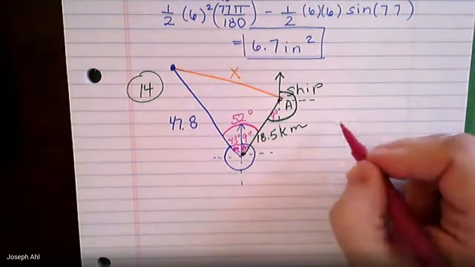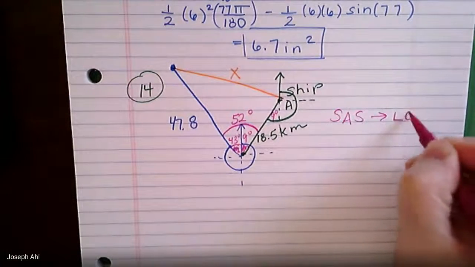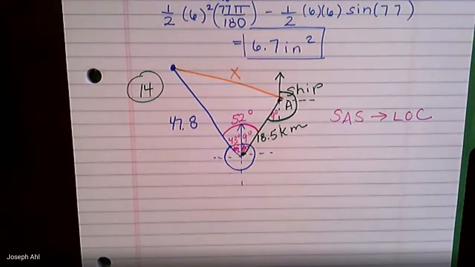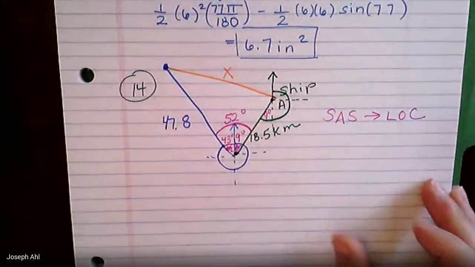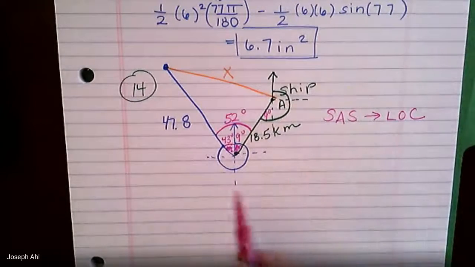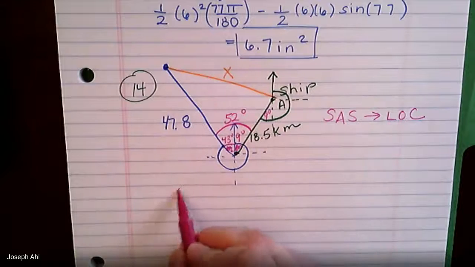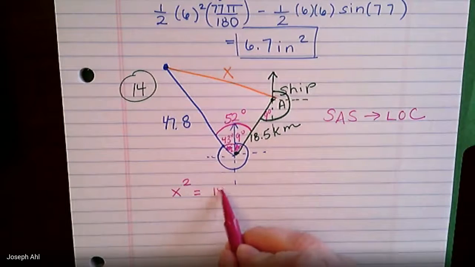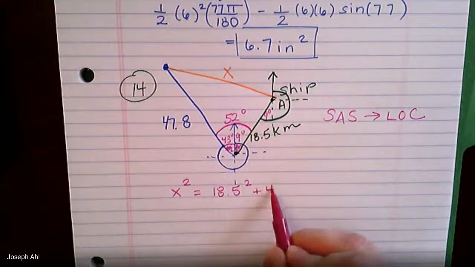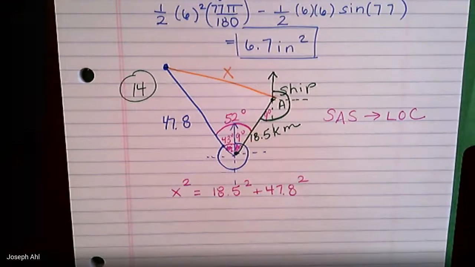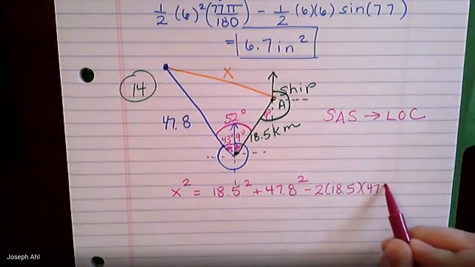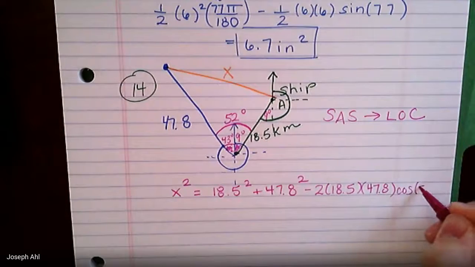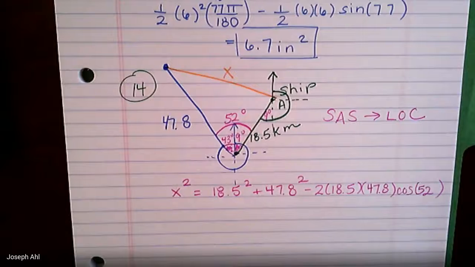But now that we have side angle side, that's the other case for law of cosines again. So side angle side, those are the two law of cosines cases. The setup for something like this, it's a little bit easier to use law of cosines with finding a side length. So we're going to find side x. So it actually would start with x squared equals. The order of the other two sides doesn't really matter. 18.5 squared plus 47.8 squared, minus 2 times 18.5 times 47.8. And then cos of the angle in between, 52 degrees, goes at the end. Okay.